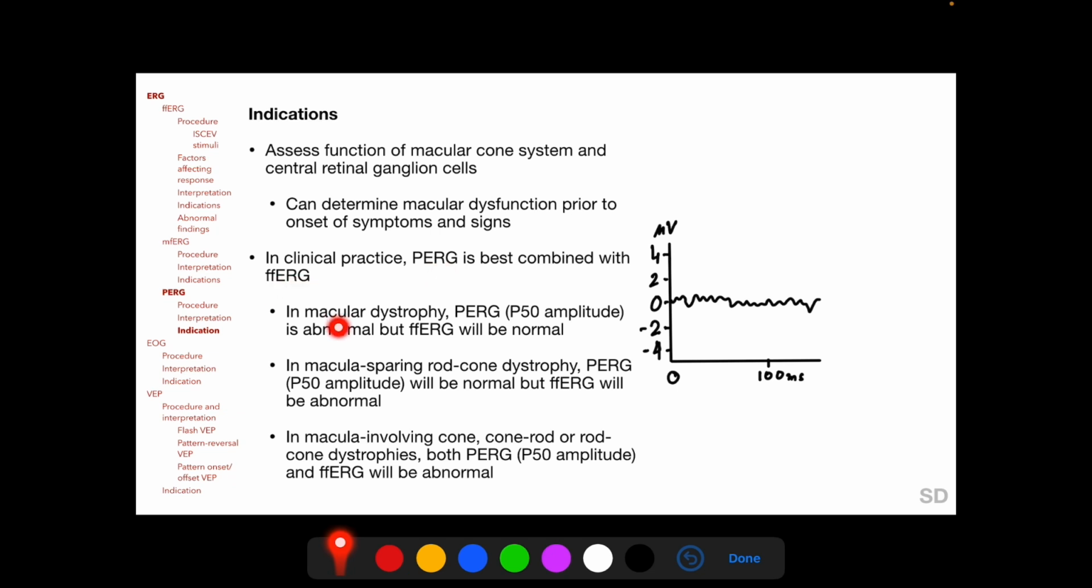In macular dystrophy, the P50 amplitude in PERG is abnormal, but full field ERG will be normal. In macular sparing generalized retinal dystrophies, the P50 amplitude of PERG will be normal, but full field ERG amplitudes will be abnormal. And in macula-involving generalized retinal dystrophies, both the P50 amplitude of PERG and ffERG amplitudes will be abnormal.